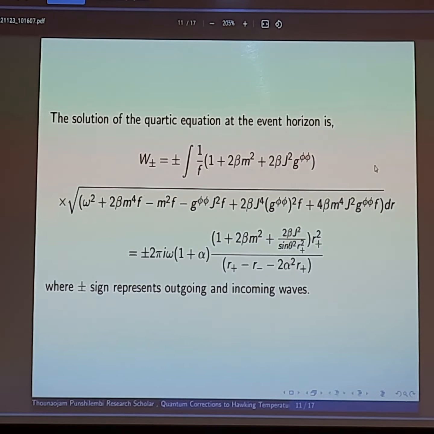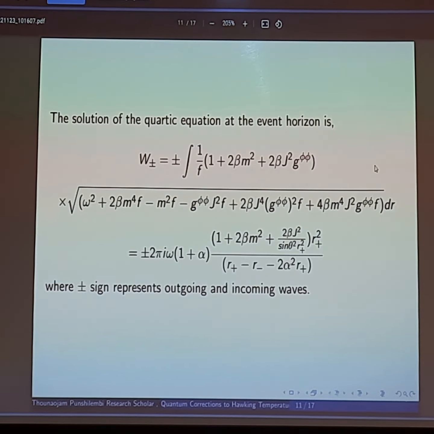By solving the quartic equation, we get two meaningful solutions of the radial part of the action, W plus and minus. The plus indicates the outgoing wave and minus indicates the incoming wave. So we'll be considering the outgoing waves. The result for the outgoing waves, W plus, gives the imaginary part of the action of the emitted particles.